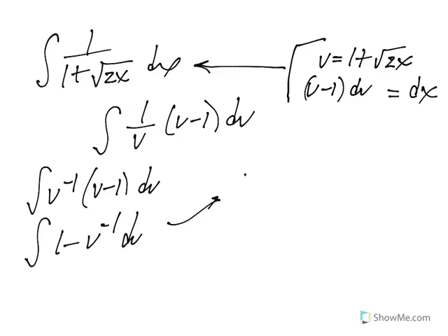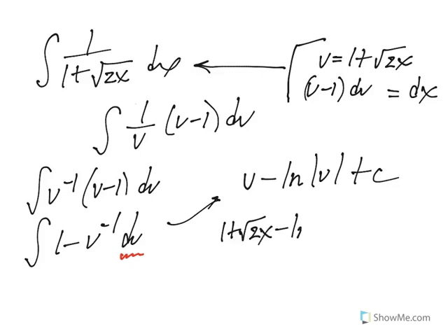So 1 goes to u because I'm anti-deriving with respect to u. U to the negative 1 goes to the natural log of the absolute value of u plus c. And my final step here is I just replace my u with an expression in terms of x. That's 1 plus root 2x minus the natural log of the absolute value of 1 plus root 2x plus c.